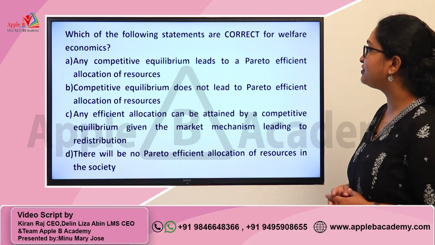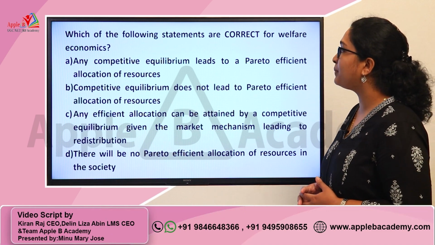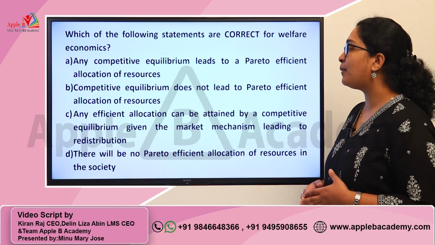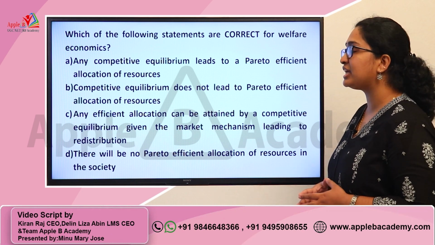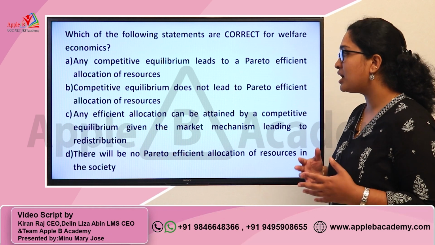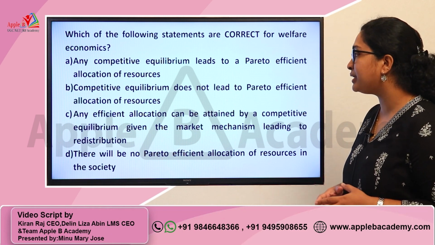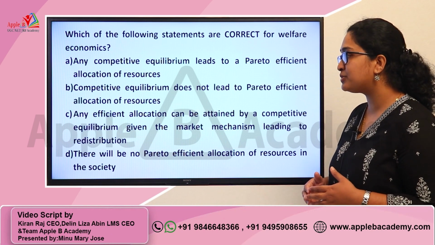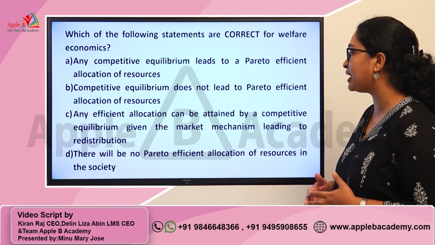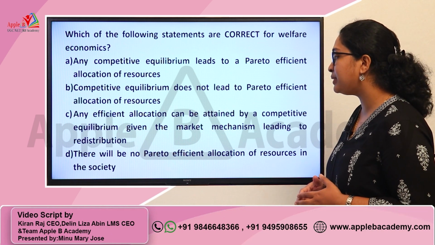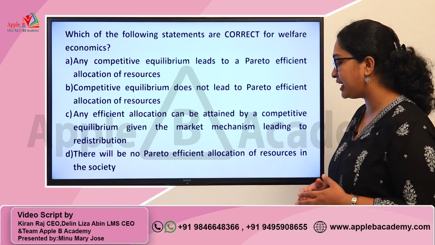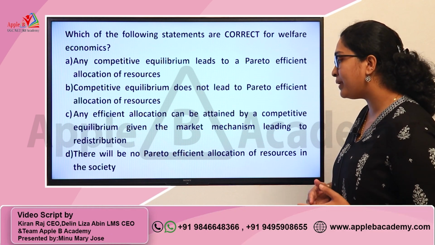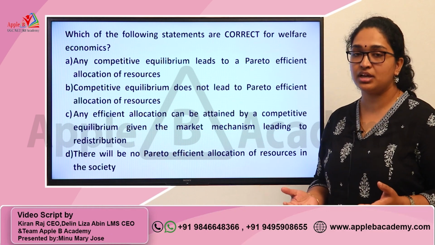Now, the next question is of welfare economics. Which one of the following statements are correct for welfare economics? Any competitive equilibrium leads to a Pareto efficient allocation of resources. Option B is competitive equilibrium does not lead to Pareto efficient allocation of resources. Next option, any efficient allocation can be attained by a competitive equilibrium given the market mechanism leading to redistribution. Then the final option, there will be no Pareto efficient allocation of resources in the society.